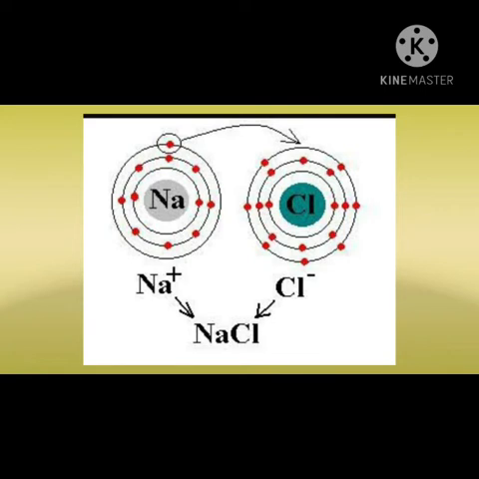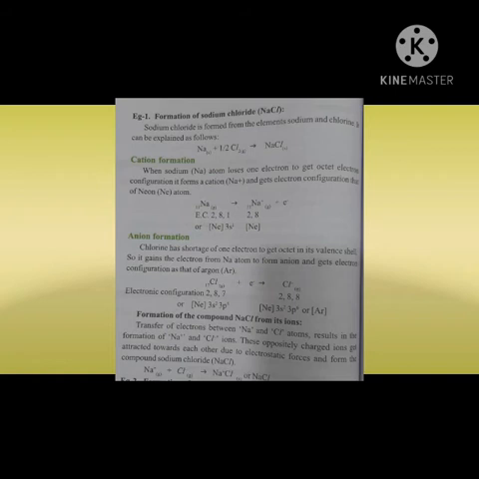These cation and anion combine together and form the sodium chloride compound. Transfer of an electron between sodium and chlorine atoms results in the formation of sodium and chlorine ions. These oppositely charged ions get attracted towards each other due to electrostatic forces and form the compound sodium chloride. So, Na+ plus Cl- gives rise to NaCl, the sodium chloride compound.